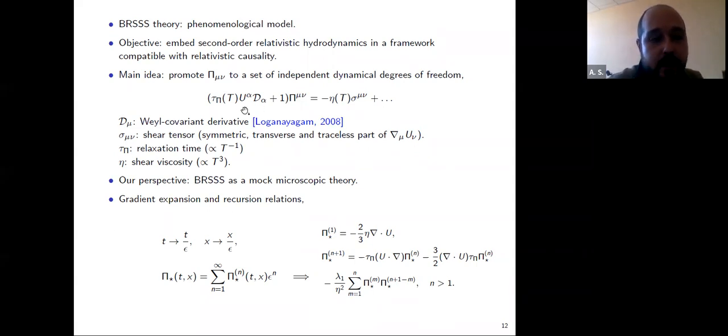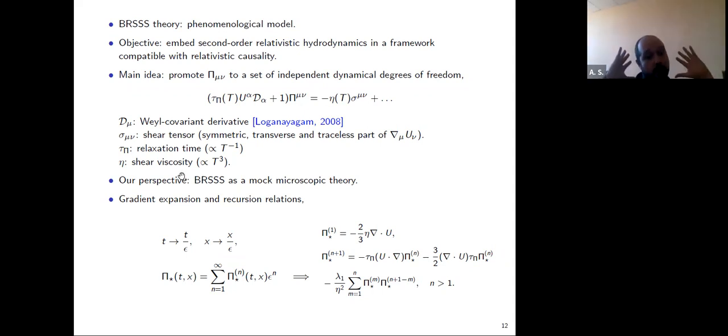So in this equation of motion, you have a new parameter, which is the relaxation time, and which, for a conformal fluid, has to be inversely proportional to this local temperature defined before, just for dimensional analysis reasons. Okay. And since we're dealing with conformal fluids, we are going to employ this Weyl covariant derivative introduced by Loganayagam a while ago. And here you have the standard shear tensor, which is the symmetric, transverse and traceless part of the gradient of the fluid velocity. And this is the shear viscosity, which again, in a conformal fluid, has to be proportional to the cubic power of this effective temperature in four dimensions.